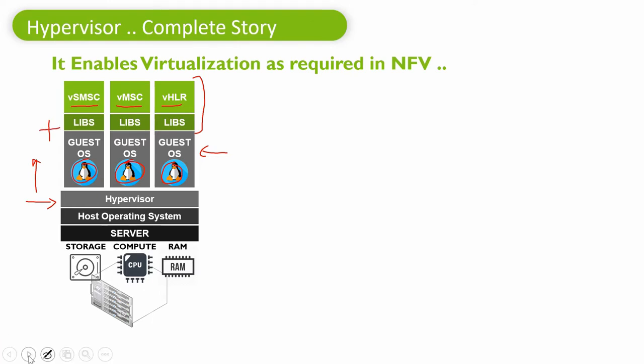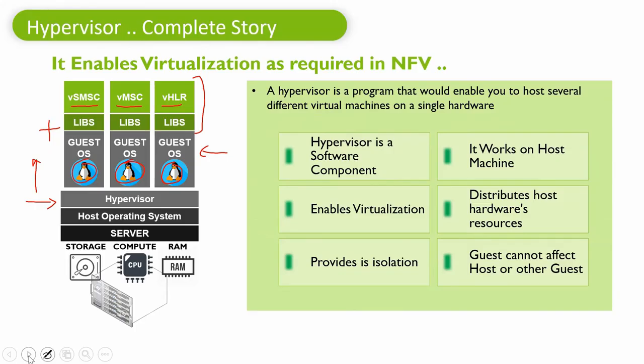The features and roles of the hypervisor are absolutely clear. The hypervisor is a software component. The hypervisor works on a host machine using a host operating system. The hypervisor is the key to enable virtualization. The hypervisor distributes host hardware resources. The hypervisor provides isolation between the guest machines or virtual machines. With protection provided by the hypervisor, one guest machine cannot affect the host or any other guest machine.